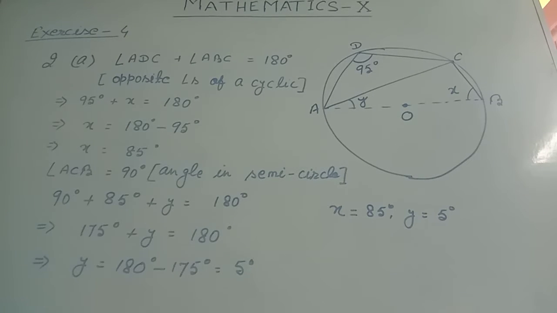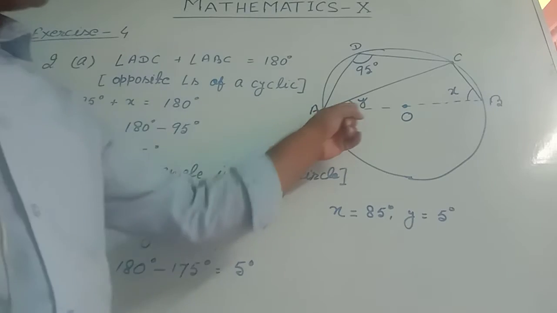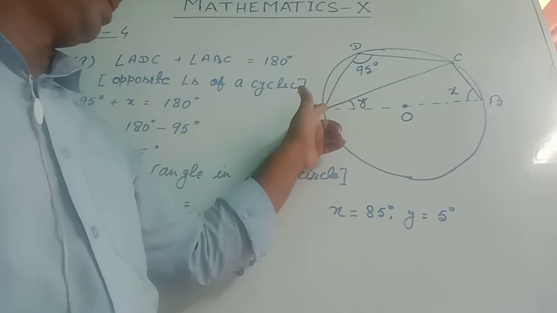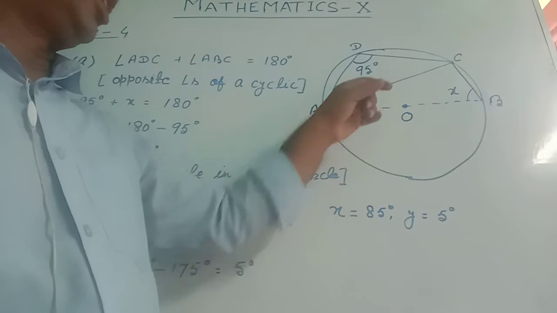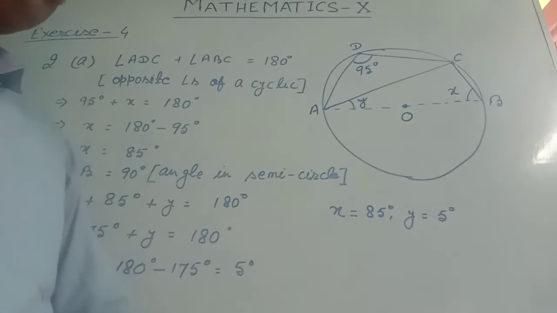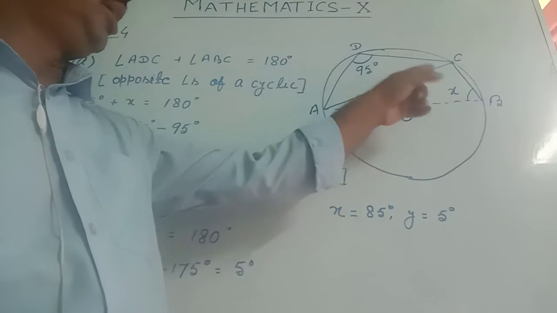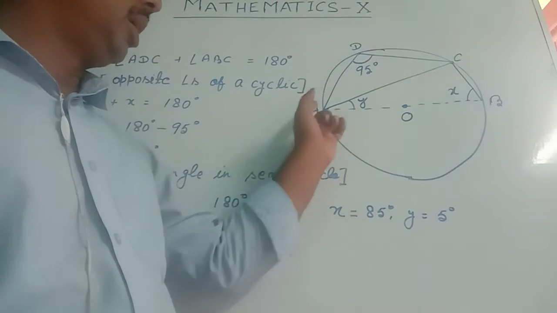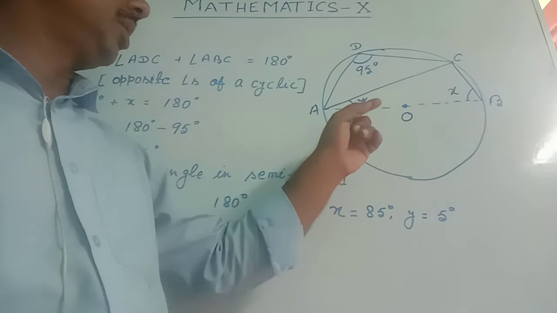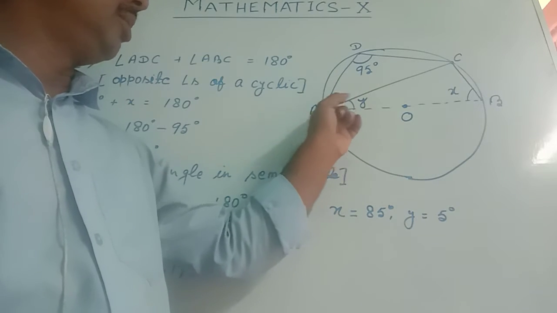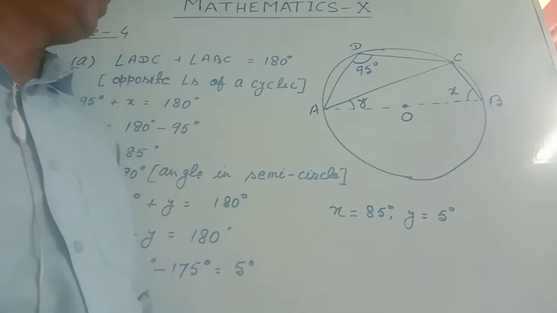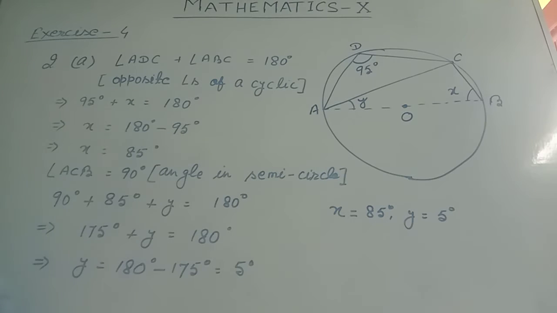Question number 2A, figure is given. O is the center, AB is the diameter, and ABCD is a cyclic quadrilateral because all the vertices of this quadrilateral lie on the circumference of the circle. Angle ADB equal to 95 degree, angle ABC equal to x, and angle BAC equal to y. We are asked to find out the values of x and y.